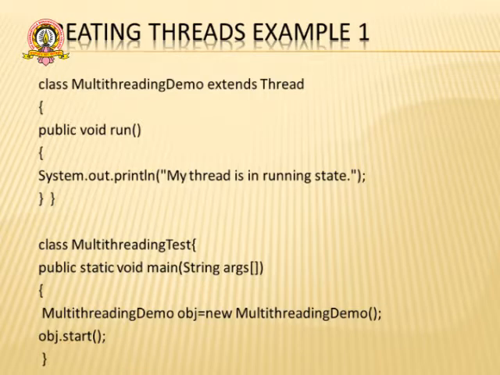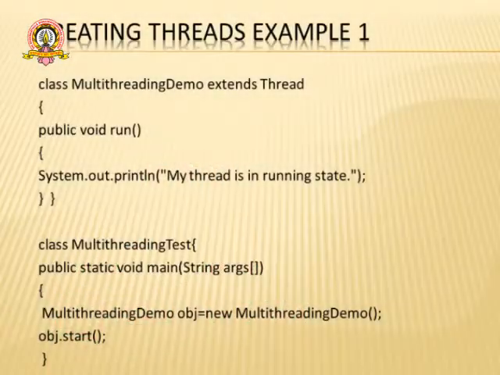With an example, here there is a class called MultiThreadingDemo, which is extending the Thread class. Once I extend the Thread class, automatically I can use the run and start methods. I have written a run method here. Inside it I have just a print statement which says that my thread is in the running state. Then I close that class.